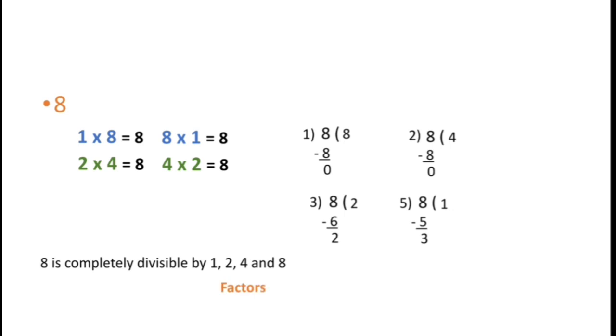And 8, when we multiply, 1 8s are 8. 2 4s are 8. When we are multiplying two numbers, we are getting the answer 8. So this 8 is called a multiple. Let us learn more about factors and multiples in today's video.